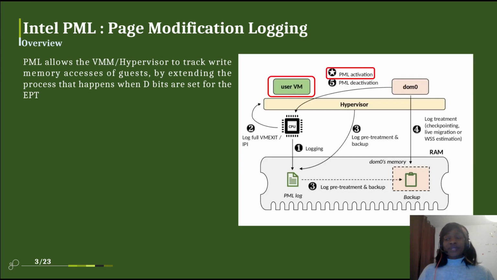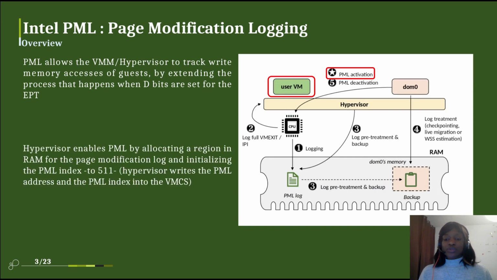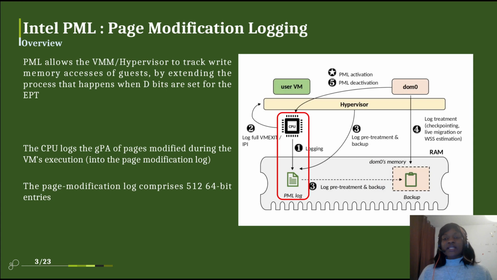The use of PML typically begins by enabling it on the VM for which it will be used. To do so, the hypervisor allocates a region in memory for the page modification log and initializes the PML index. Once initialized, each write that sets dirty flag in the extended page table will trigger the logging of the corresponding guest physical address by the processor in the page modification log.